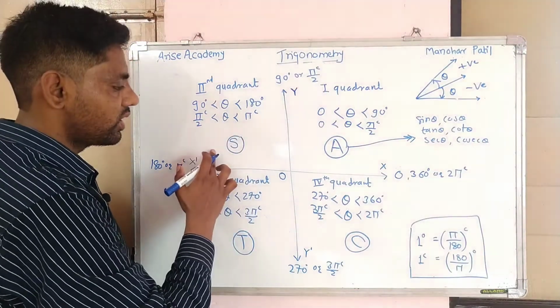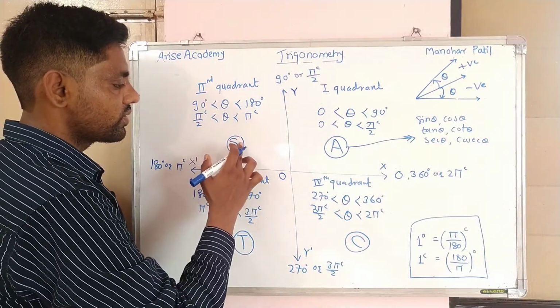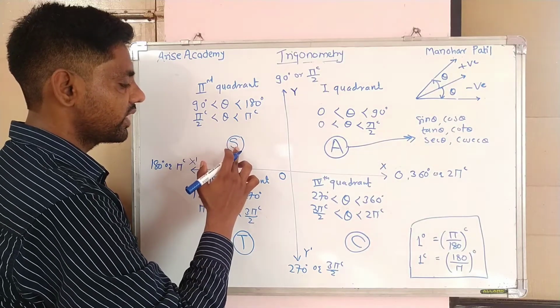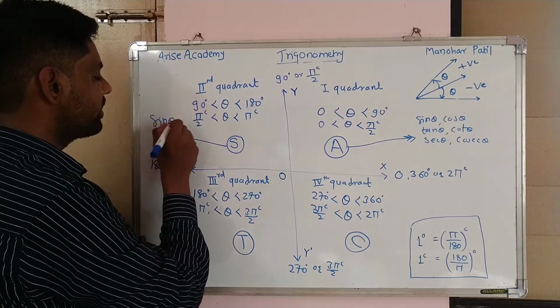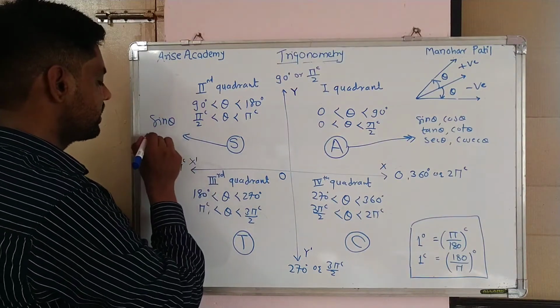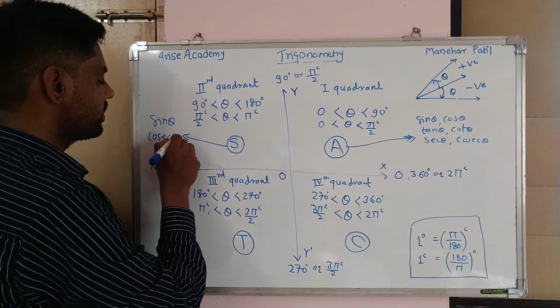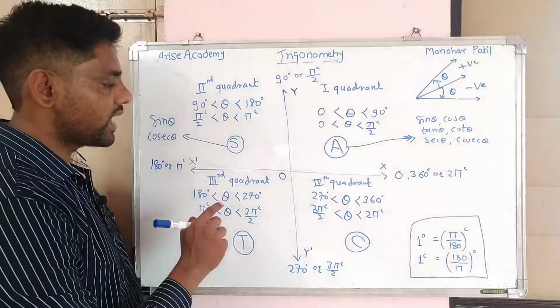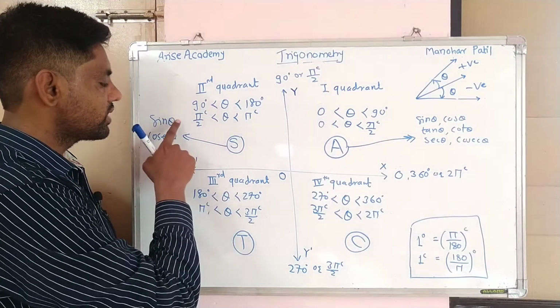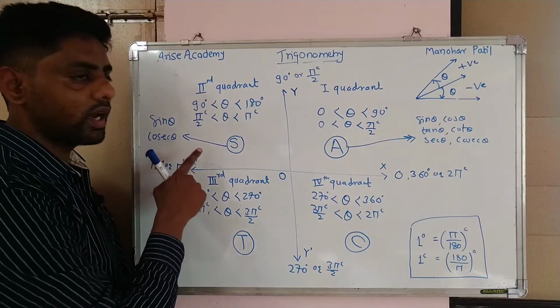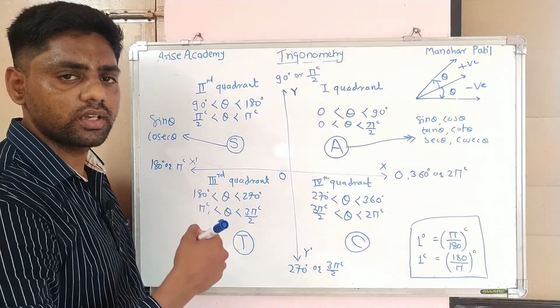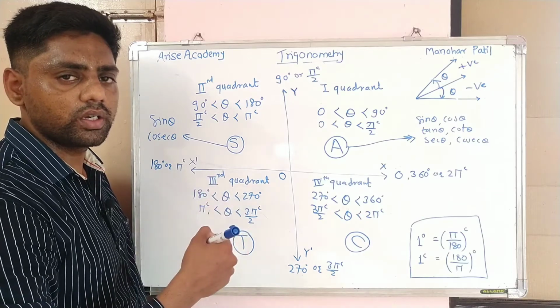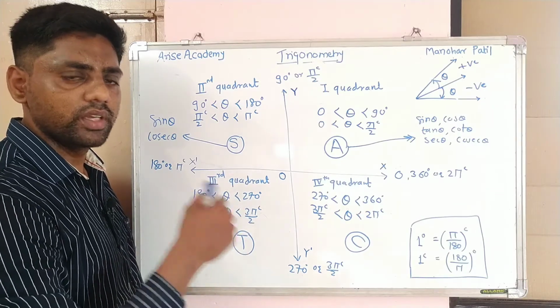In the second quadrant, Student, the initial letter S, means sin theta, and the reciprocal of sin theta is cosec theta. So in the second quadrant, sin theta and cosec theta are positive, and the remaining ratios, that is cos theta, sec theta, tan theta and cot theta, become negative.